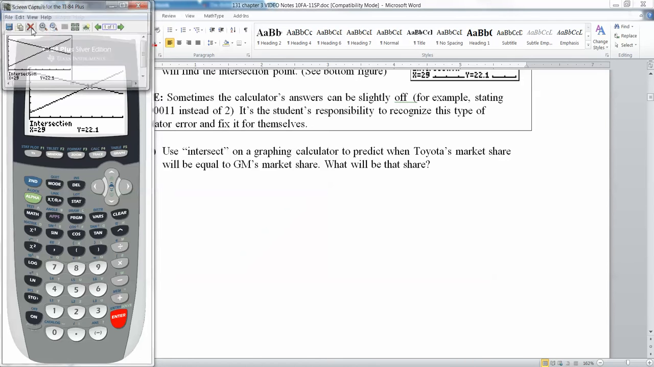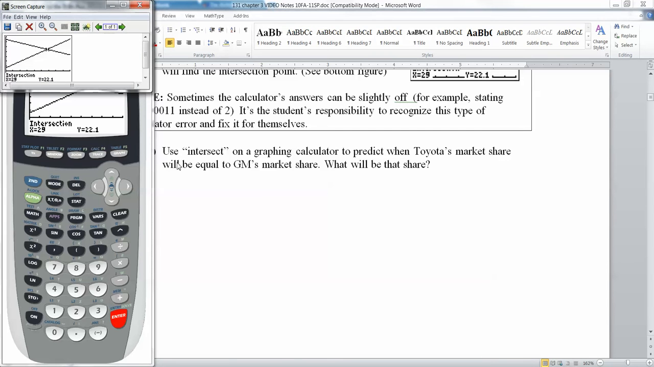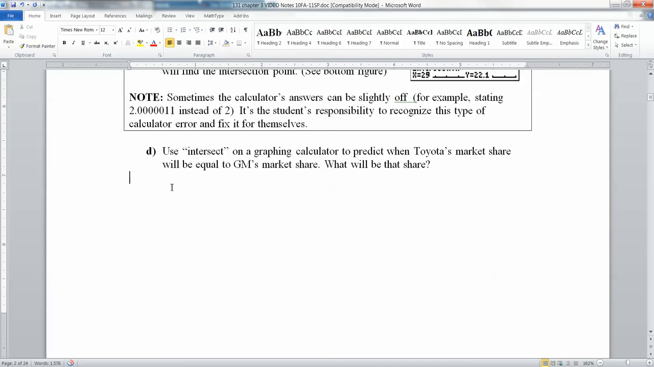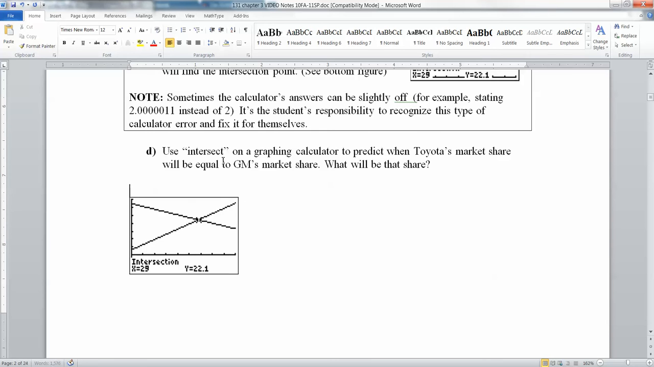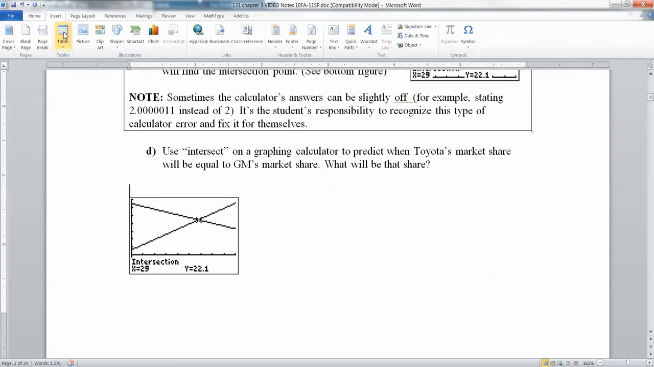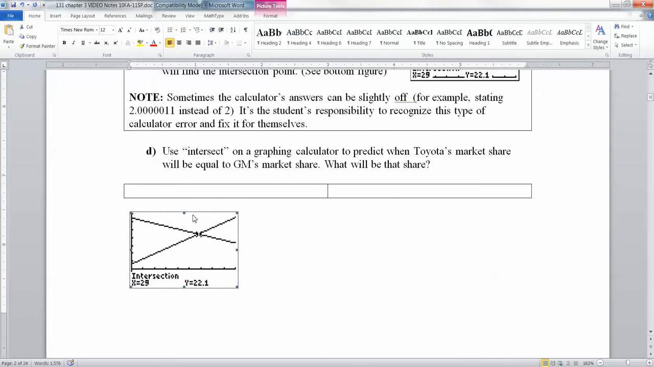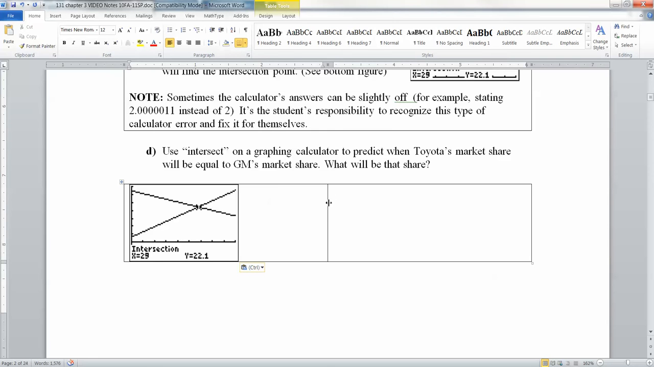I'm going to take a picture. And of course, you don't have the ability to take a picture like this, so you're going to have to draw a picture. So you draw a quick sketch of what it looked like. That's how you show your work. Then you're going to answer the question, which is, when did that happen and what will it mean? So you use the intersection. You found the intersection point to be 29, 22.1.